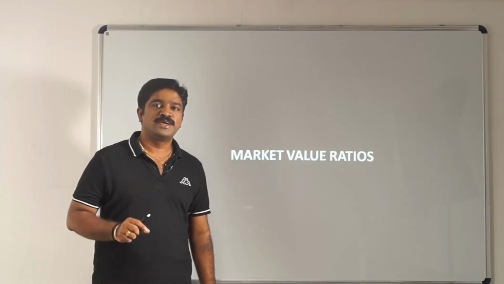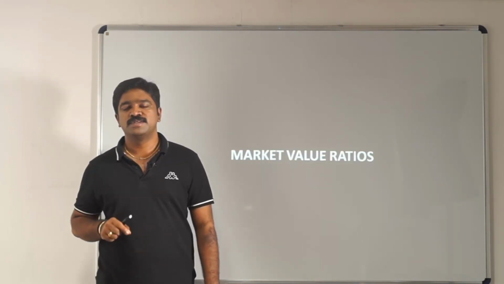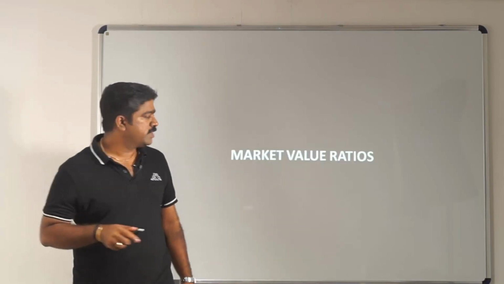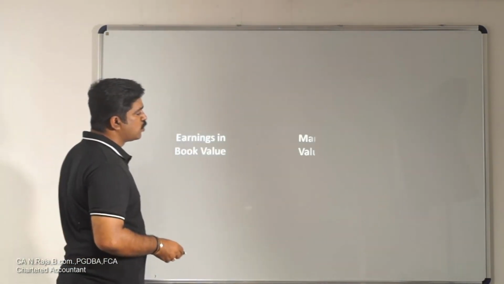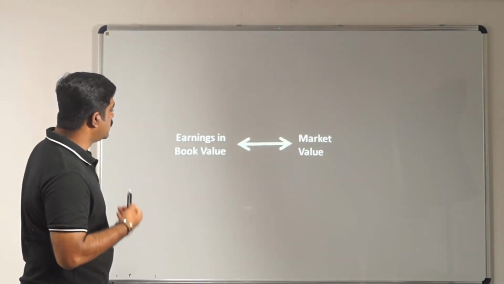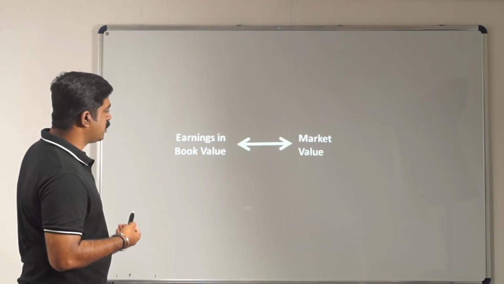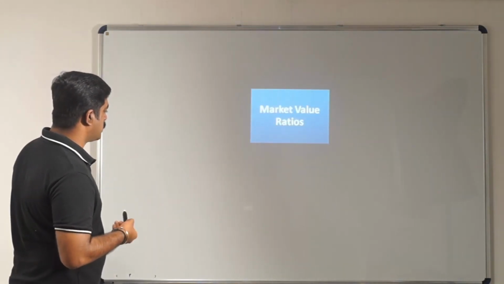Let's move on to a very critical set of ratios, that is market value ratios, especially from the stock market point of view. In market value ratios, what we do is we compare the earnings and book value with market value. So there is going to be a comparison between earnings, book value and market value. In these ratios, we have 3 or 4 sub classifications.